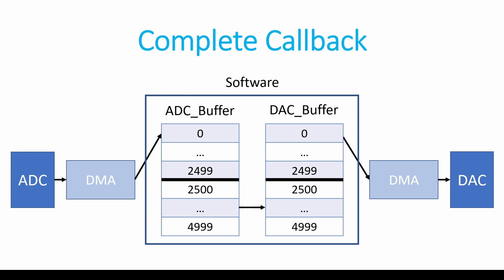Just like the half complete callback, the conversion complete callback tells us two things about the system. Firstly, the second half of the ADC buffer has just been filled with fresh ADC data, which means that the DMA controller has wrapped around to the start of the ADC buffer and is now at index 0. Secondly, all of the data within the second half of the DAC buffer has been sent to the DAC, and the DMA controller is now reading from the first half of the DAC buffer. Therefore, when the complete callback runs, we know it is safe to transfer data from the second half of the ADC buffer to the second half of the DAC buffer.